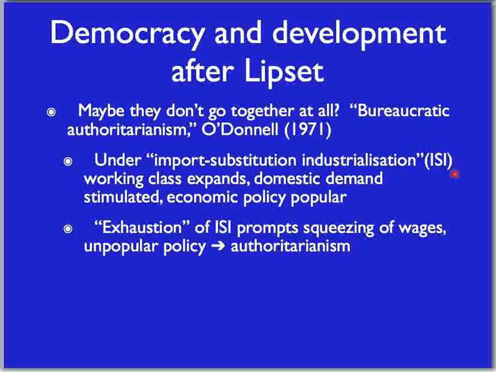And when industrialization is happening, the working class expands, people become more productive and are able to make more money. Domestic demand is stimulated because people are earning wages and they have money to buy stuff. Put all of those things together, and economic policy can be very popular. Economic policy that contributes to import substitution industrialization, for instance, tariff barriers, can be very popular.